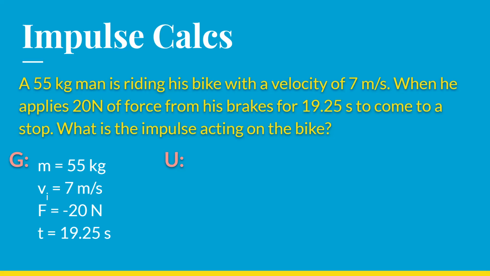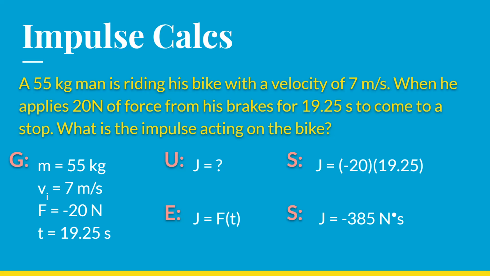Okay, the unknown that we are solving for is impulse, which is J. So J equals, and our equation for J is F times t, force times time. There's a lot of extra information up here that we don't actually need in this particular calculation. All we need is the force and the time. So substituting in, that is negative 20 times 19.25. When I multiply those together, I get an answer of negative 385 Newton seconds.